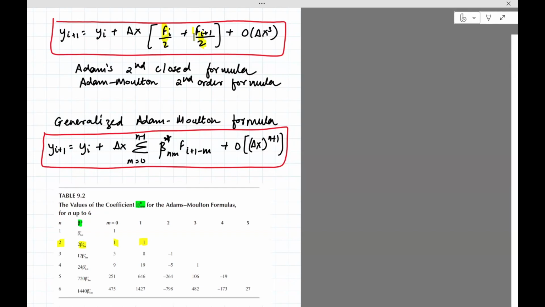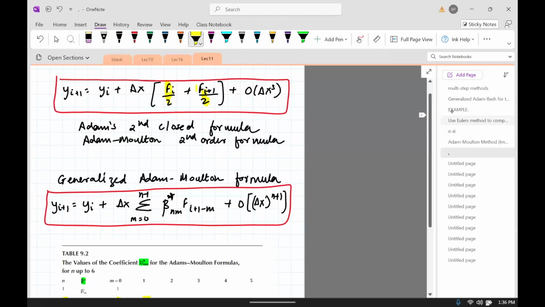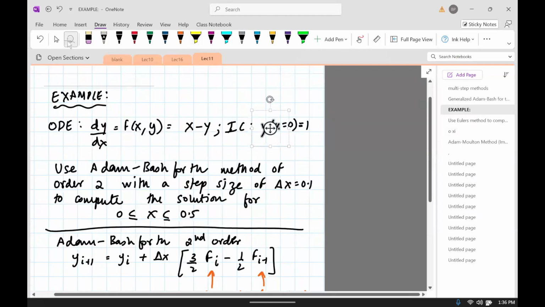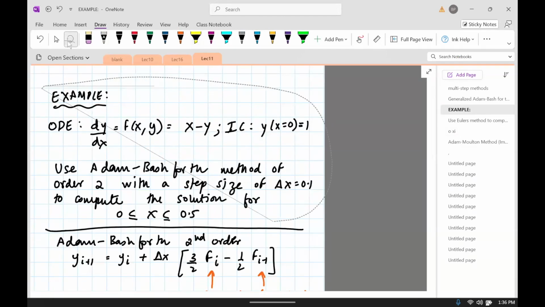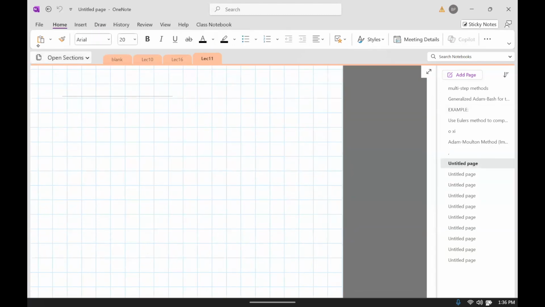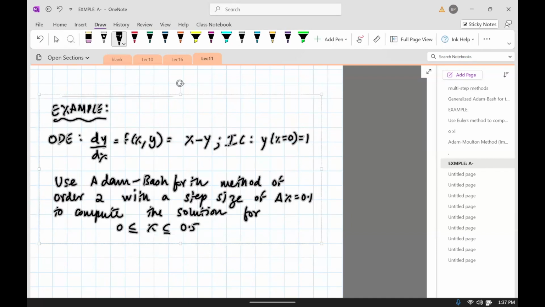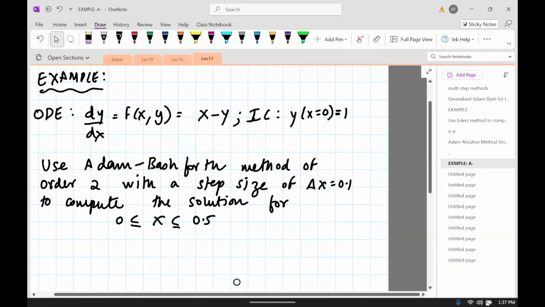Okay, so the next step is to apply this. Let's apply it to the same problem we did, but using Adam Moulton's method. So the problem is the same. The only thing I'm going to change is to apply it with the Adam Moulton method of order 2.